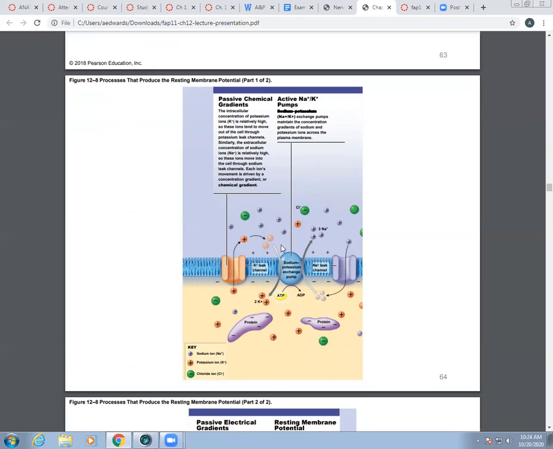So here you've got a difference in charge: more potassium on the inside of the cell, more sodium and chloride on the outside. So you end up getting a concentration gradient, or chemical gradient. To maintain that, you use the sodium potassium pump, because naturally through diffusion, you're going to be moving charges across the membrane. The sodium potassium pump restores or maintains the membrane potential.